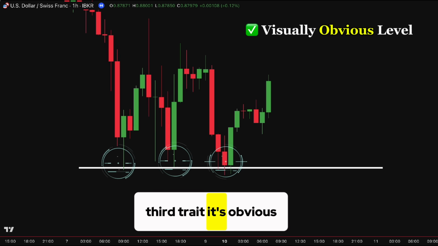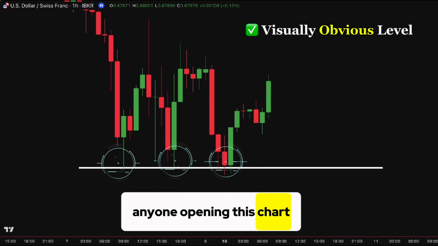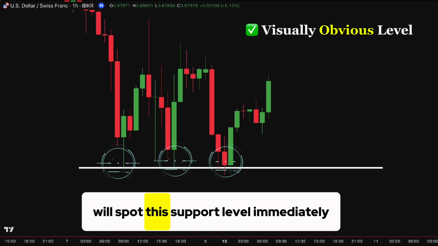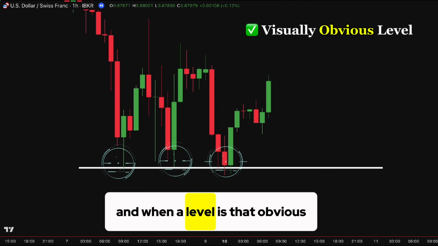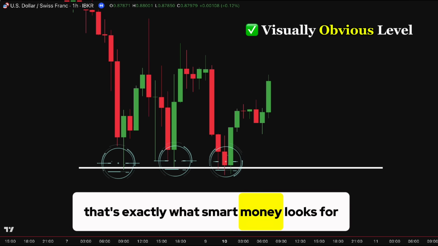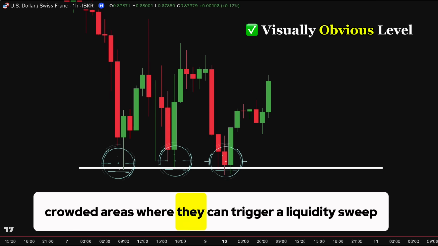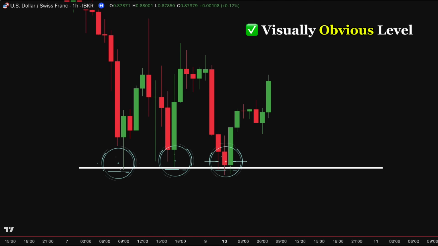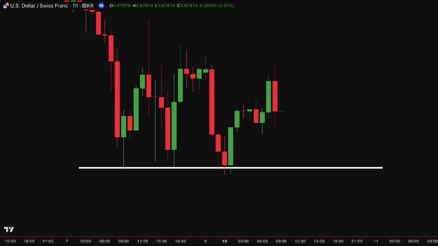Third trait? It's obvious. Anyone opening this chart, beginner or advanced, will spot this support level immediately. And when a level is that obvious, it becomes a hotspot for orders. That's exactly what smart money looks for. Crowded areas where they can trigger a liquidity sweep. Now, watch what happens next.